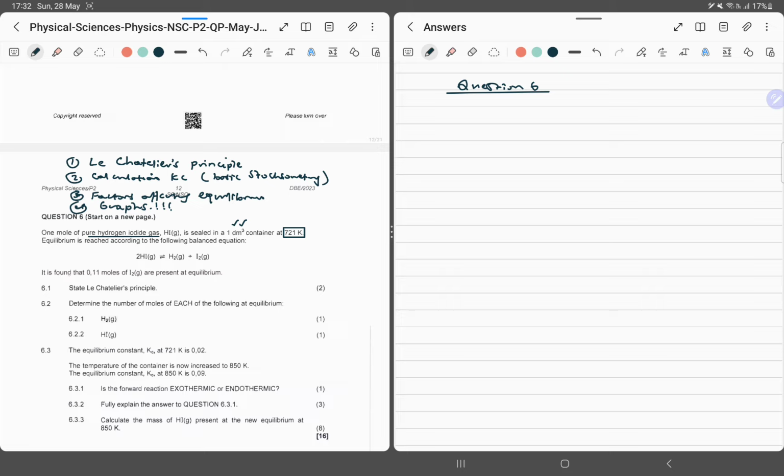So we're told it is found that 0.11 moles of iodine gas or iodide gas are present at equilibrium. Now state Le Chatelier's principle.